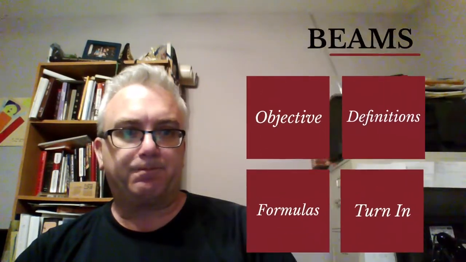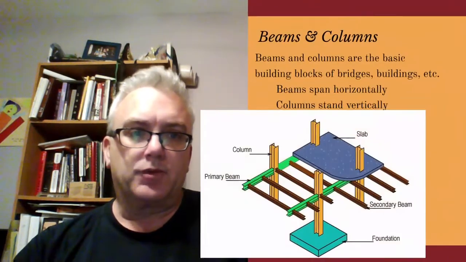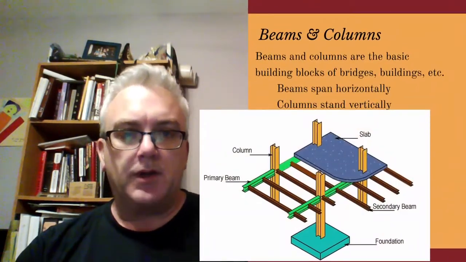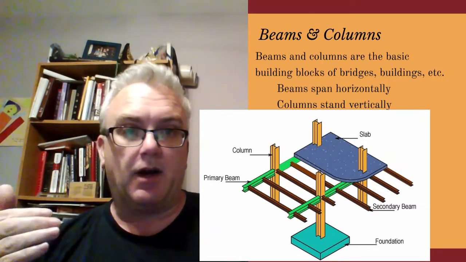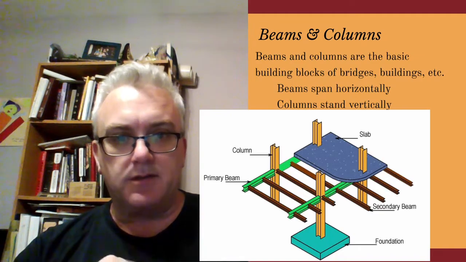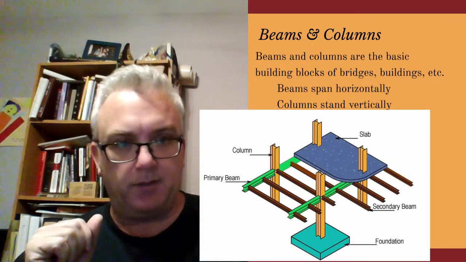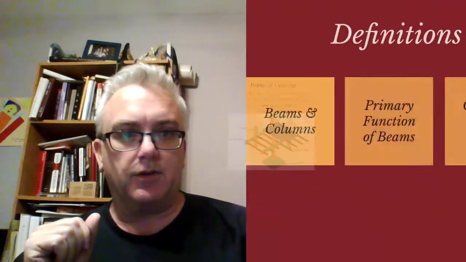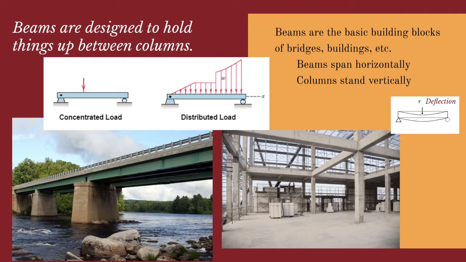Let's talk about it. The definitions that we're going to cover today, we'll start with beams and columns. When we talk about beams, we're talking about horizontal spans between columns. Columns are the vertical pieces that go up and down, and beams are the ones that span between the columns. You can see those in a lot of places. Here are some pictures of a bridge and one of a building.